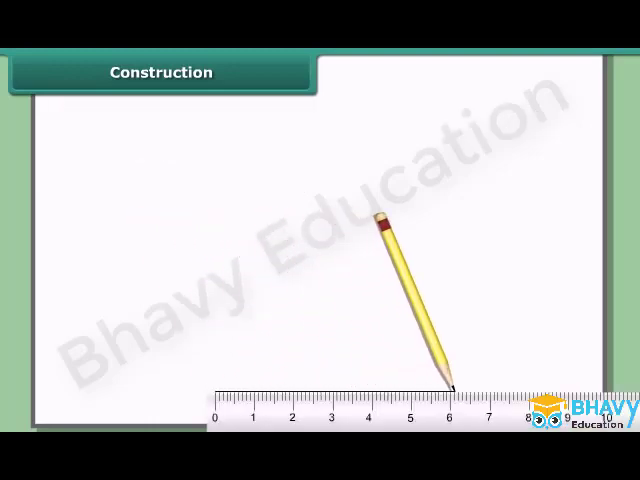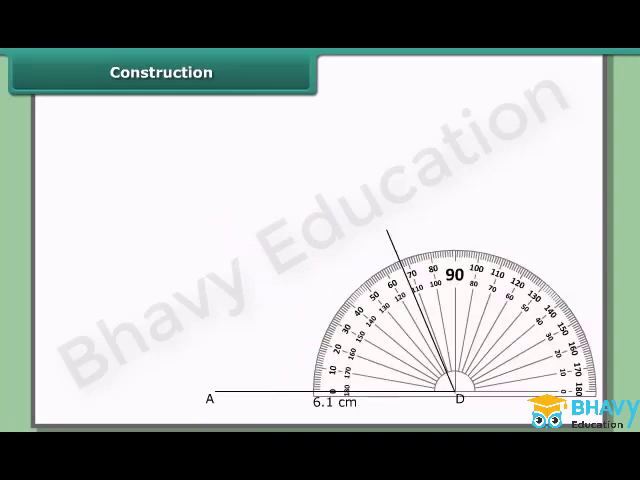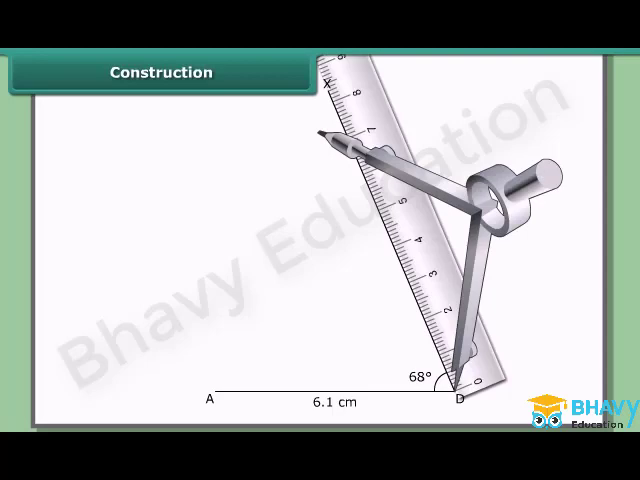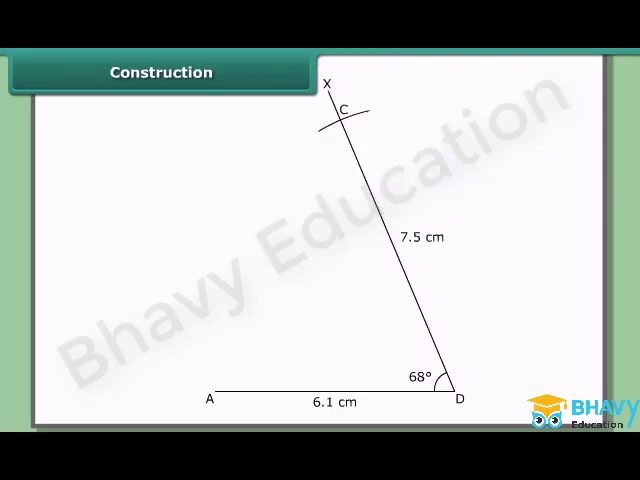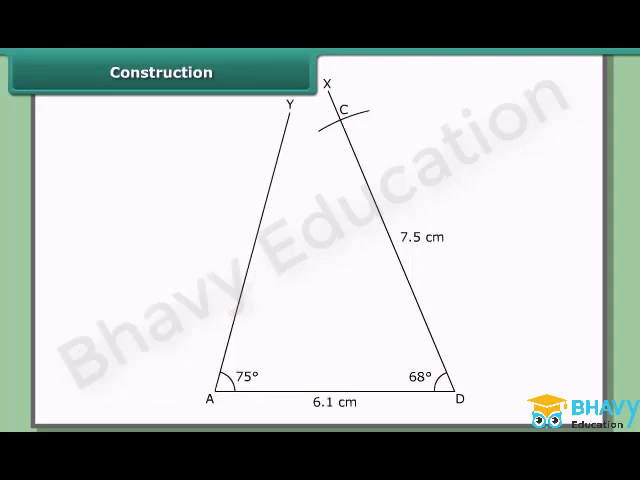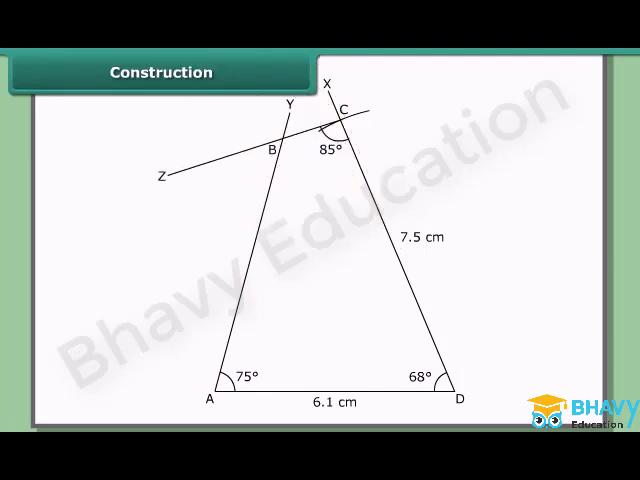Construct AD as 6.1 cm. At D, draw angle ADX as 68 degrees. With D as center and radius as 7.5 cm, cut off DC as 7.5 cm on the ray DX. At A, draw angle DAY as 75 degrees. At C, draw angle DCZ as 85 degrees. Let AY and CZ intersect at B. Then ABCD is the required quadrilateral.